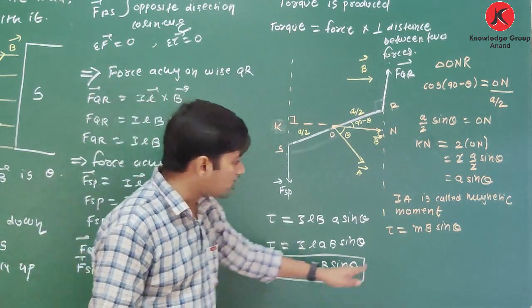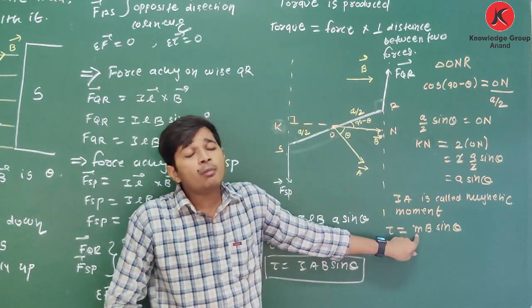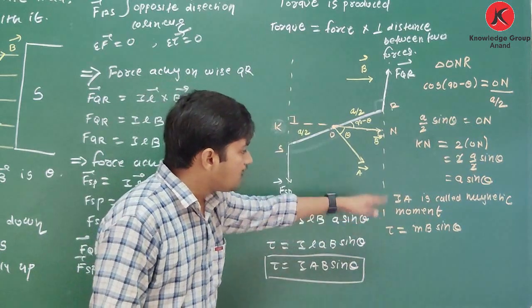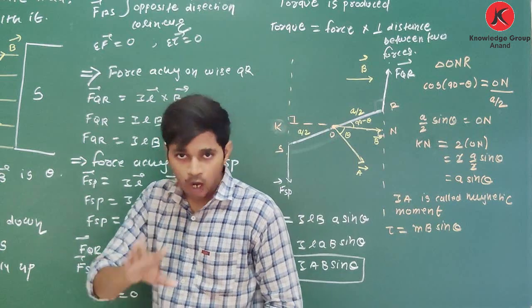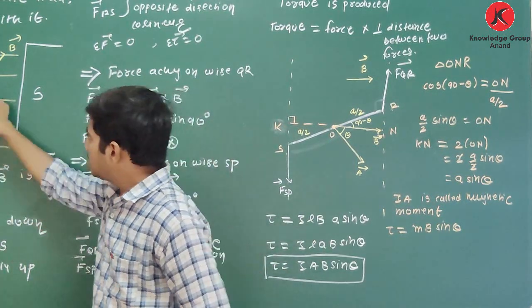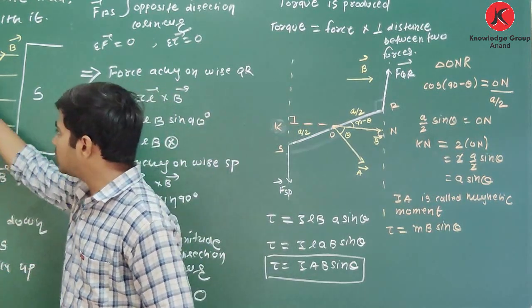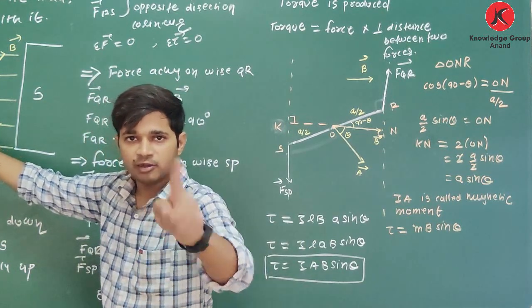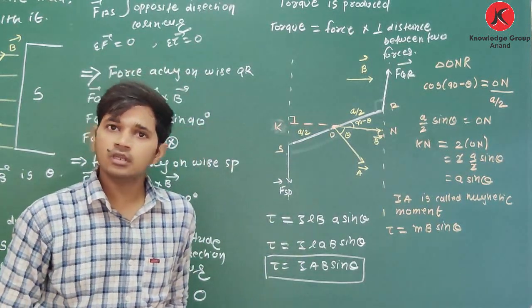Torque is a vector quantity. Magnetic field is a vector quantity. Magnetic moment is also a vector quantity. What is the direction of the magnetic moment? How to find it? See, here current is going in this direction, like this. So curl the fingers in the direction of current. Simple. This thumb indicates the direction of the magnetic moment. Clear about this?